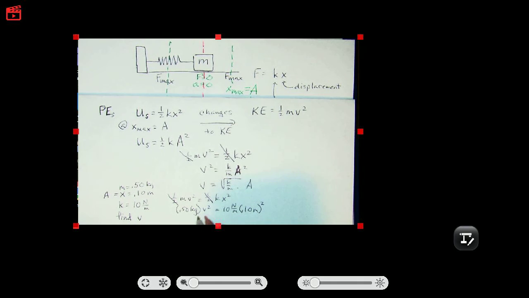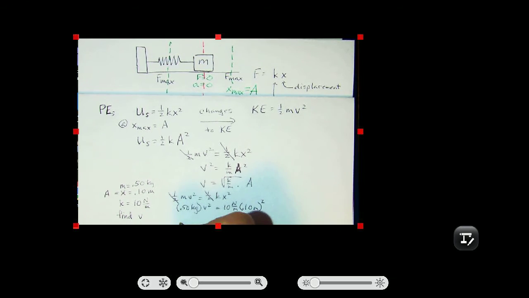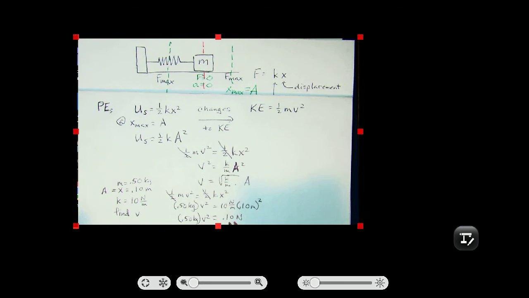0.1 times 0.1 is 0.01, times 10 is 0.10 newtons. So 0.50 kilograms times v squared equals that, and we divide by 0.5.